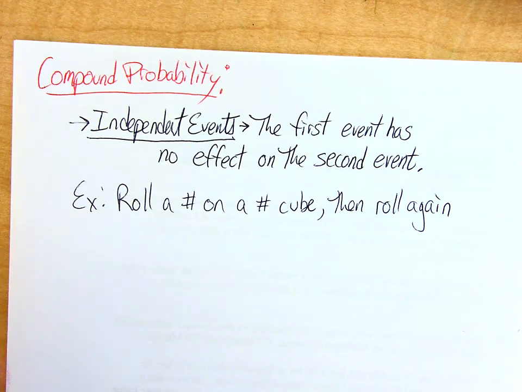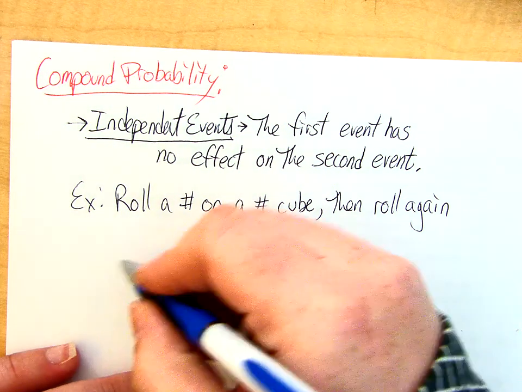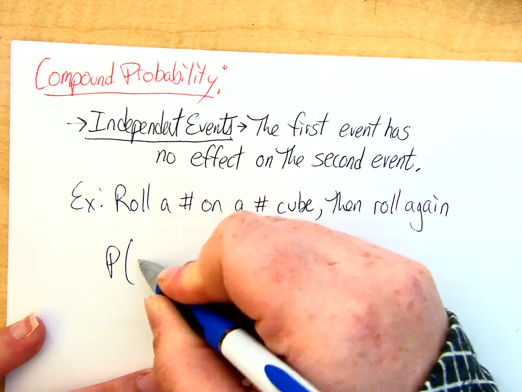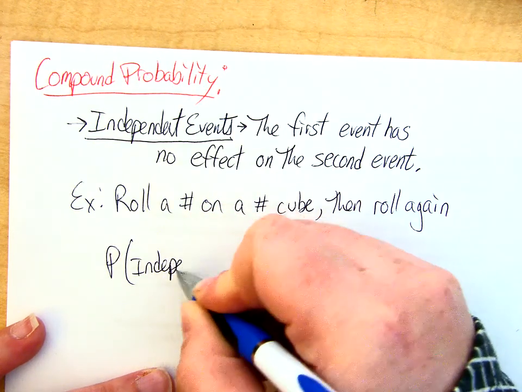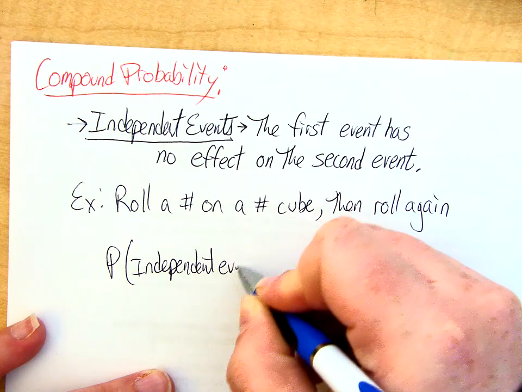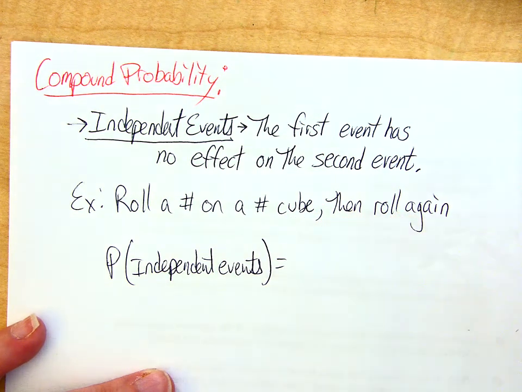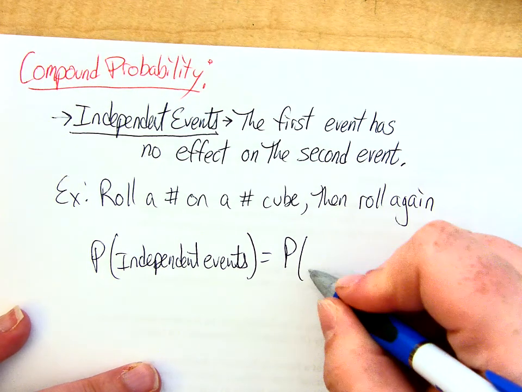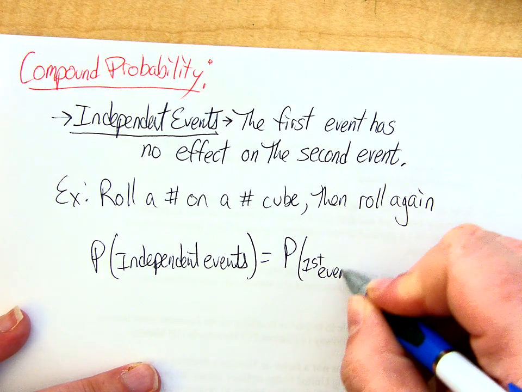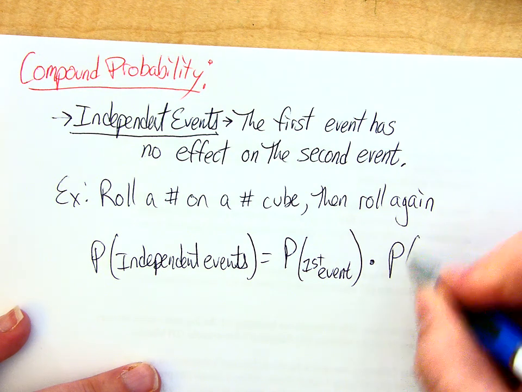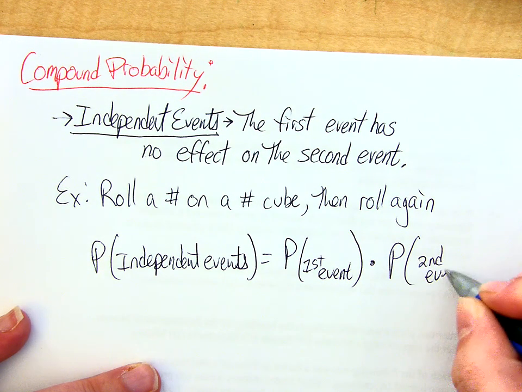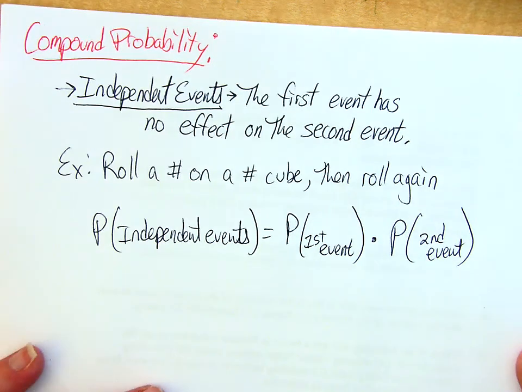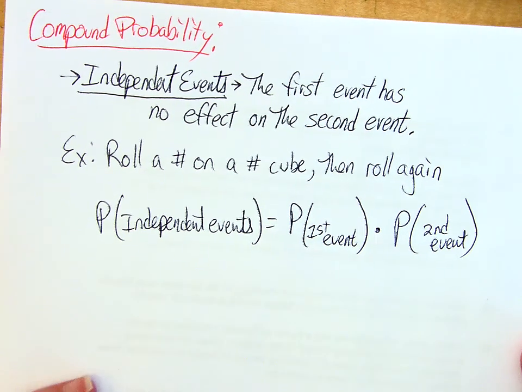Because these events have nothing to do with each other, one doesn't affect the other, all we have to do to find the probability is take the probability of each event and multiply them together, okay? So, probability of independent events: you're going to take the probability of the first event times the probability of the second event. So it's actually pretty easy. I know this seems like a lot of words right now, but let's do an example.